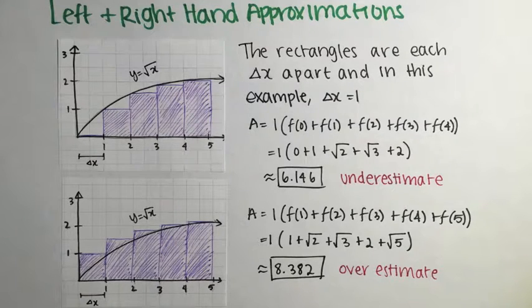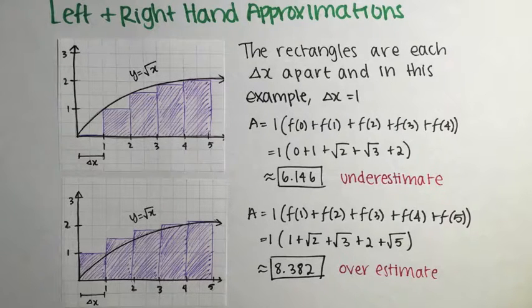Now we're getting into some left and right hand approximations. As you can see in the first graph, the rectangles are delta x apart, and in this case, delta x equals 1. To find the left-hand approximation, you use the y value of the leftmost point as the height of the rectangle. So the area equals 1 times the quantity f of 0 plus f of 1 plus f of 2 plus f of 3 plus f of 4. These are all the left-hand approximations, and the total gives you 6.146, and this is an underestimate because the function y equals root x is an increasing function.